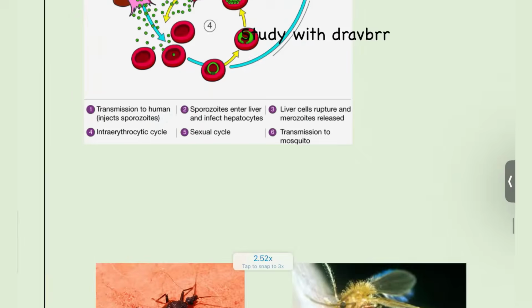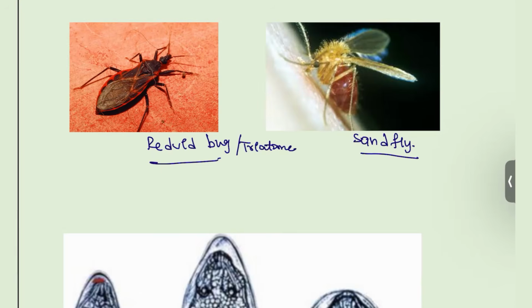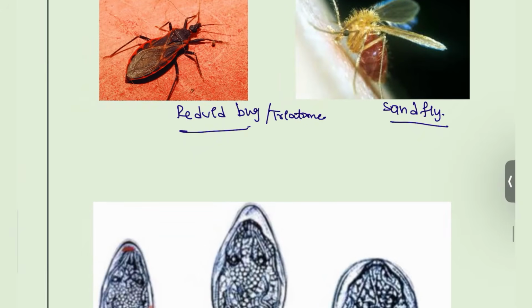Next one. These two are the redweed bug and the sandfly, right? So let's see the importance of the redweed bug and the sandfly. The redweed bug is also known as the triatome. What is this going to cause? Usually it causes Trypanosoma cruzi. Chagas disease is the cause.